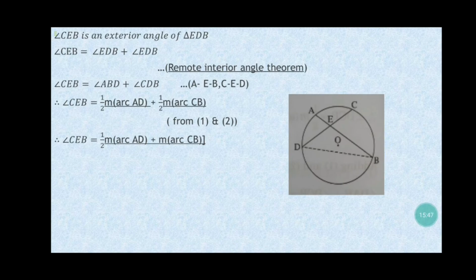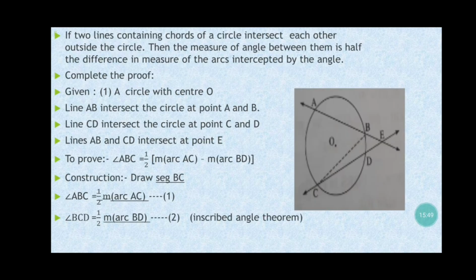Now we come to the next activity. The statement of the next activity is, if two lines containing chords of a circle intersect each other outside the circle, the previous one was inside the circle, this is outside the circle, then the measure of the angle between them is half the difference in the measure of the arcs intercepted by the angle. We have to complete the proof.